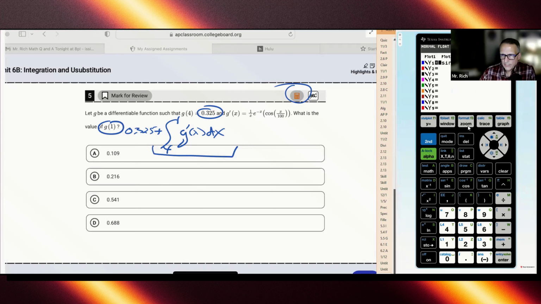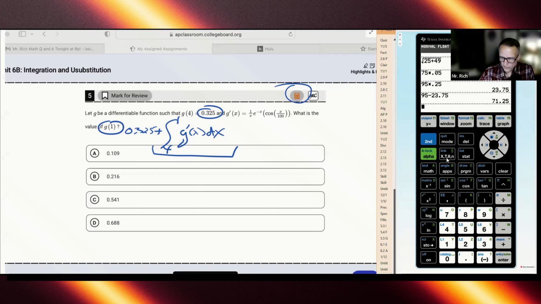So I'm going to go into my y equals, and I'm going to put this G prime function in. So I've got 1 over x, and then that's going to be multiplied by e to the negative x, which is also multiplied, put parentheses there, by cosine of the fraction x over 100. So kind of a nasty function here. Then you double check to make sure you put that in there just like it is. 1 over x e to the minus x times cosine x over 100. That looks good. I also need to check that I am in radians mode, or else my answer will be garbage. I am in radians mode.